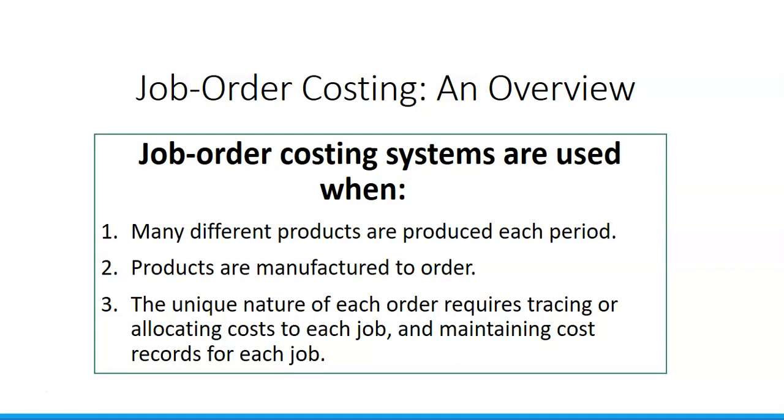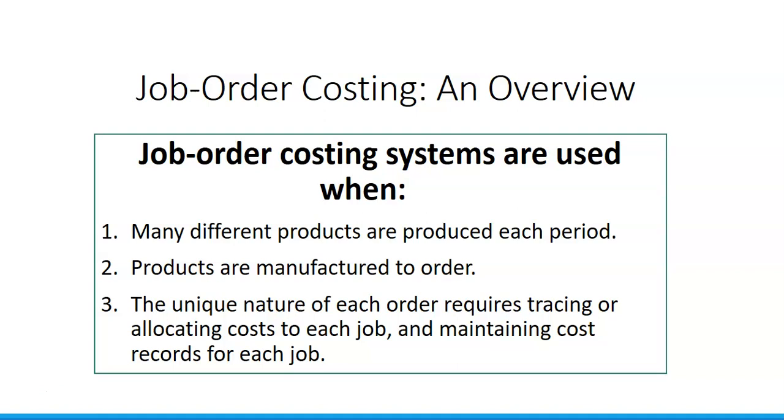So job order costing is the most commonly used costing method. The other two main methods are process costing and activity-based costing. The end of this chapter talks a little bit about activity-based costing, but we're going to have an entire chapter on it later. So this chapter and the next couple chapters focus on job costing. Job costing is the most commonly used costing system.